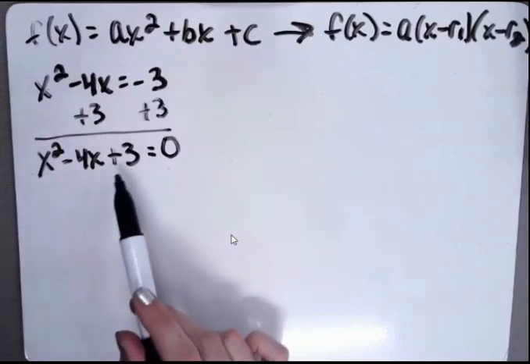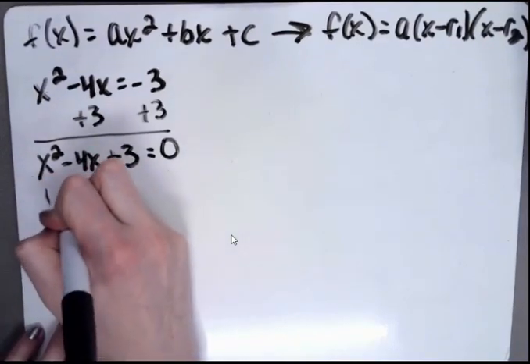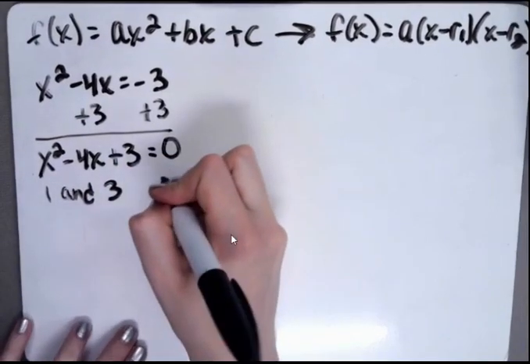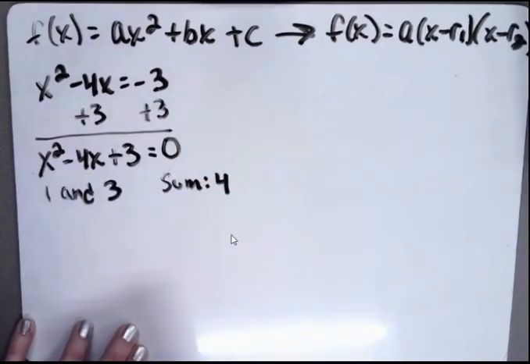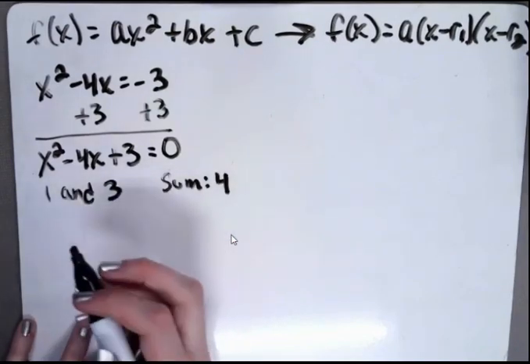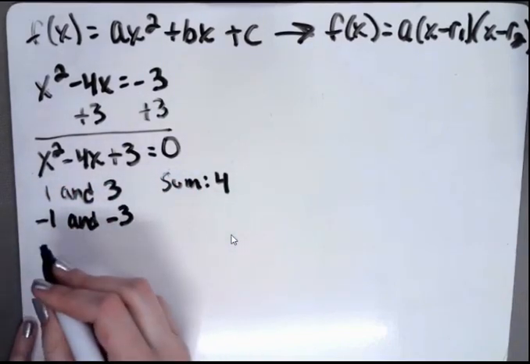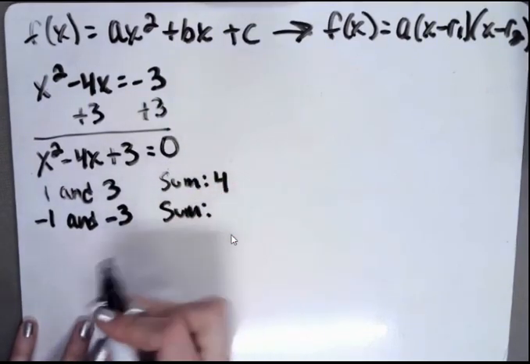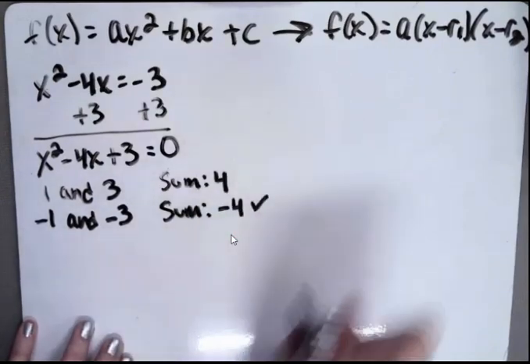Well, I don't have a ton of choices for what multiplies to 3. Two numbers that multiply to 3 are 1 and 3. Let's see if those add up to negative 4. Let's see, I'm going to find the sum. 1 plus 3 is 4. So no, that's not what I wanted. I wanted a negative 4. Well, another two numbers that multiply to 3 are negative 1 and negative 3. Negative 1 times negative 3 would also give me 3. Let's see what those numbers add up to. Negative 1 plus negative 3 is negative 4. There we go. That's what I wanted.